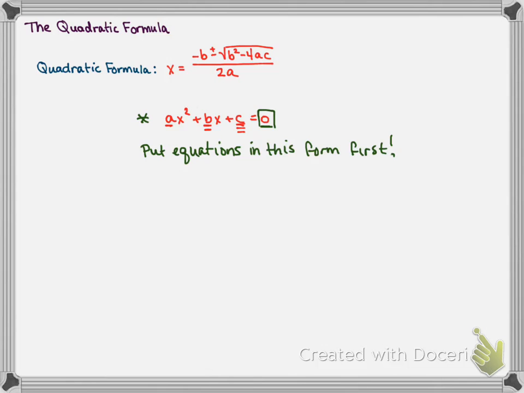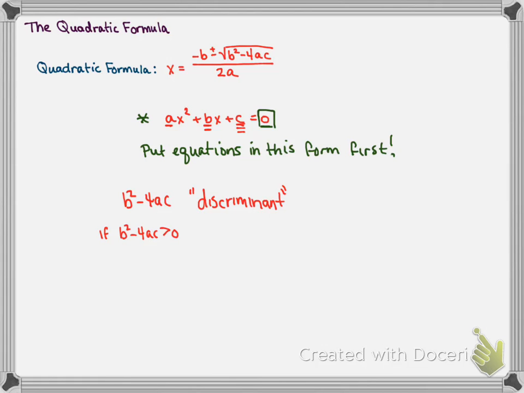There's part of the quadratic formula that is underneath the radical, the b squared minus 4ac, that has a special name. It's called the discriminant. And it helps us determine how many solutions a quadratic equation has.